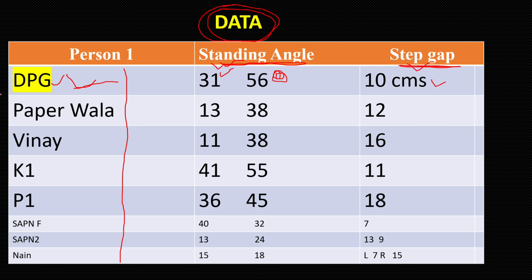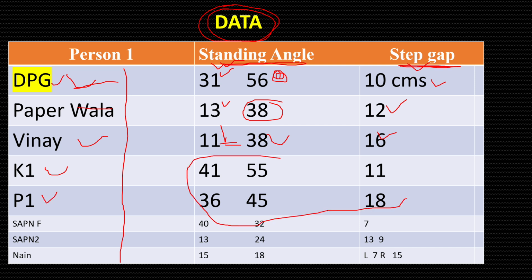This is another person, Paper wala. This step angle is equal to 13, age is equal to 38, and step gap is equal to 12. This is another person, Binay, another age 38, this standing angle 11, and this is step gap 16. And this is another person, P1 or K1 or P1. These are very important parameters taken from the two persons.